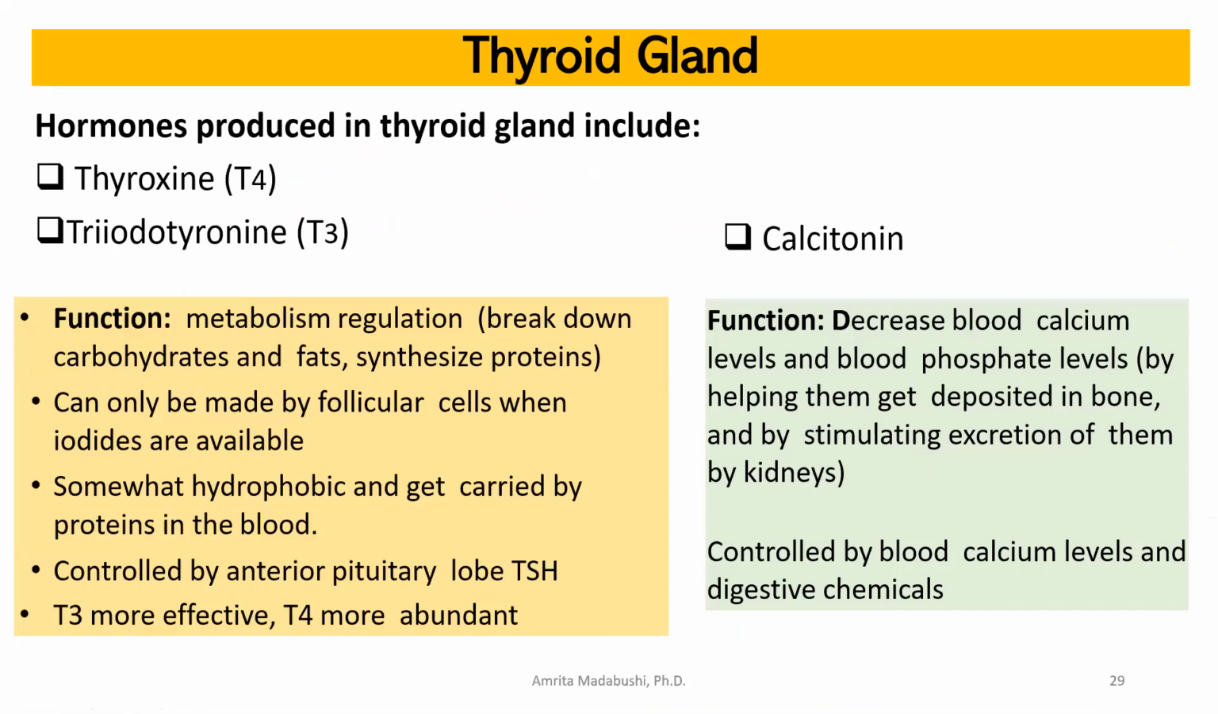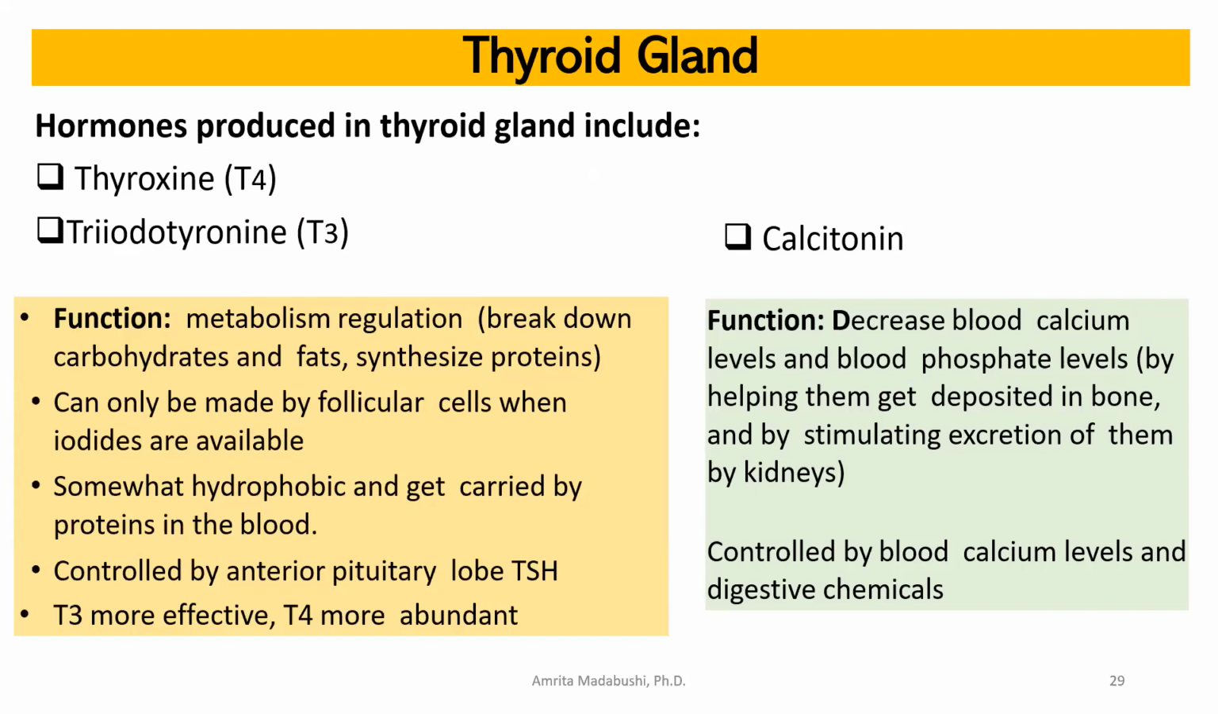That has two hormones. One is thyroxine, another is triiodothyronine. Also there is calcitonin. So what are their functions? Their primary function is metabolism regulation. And if you remember, they always say to have iodized salt, because these hormones cannot be made when there is no iodine available.